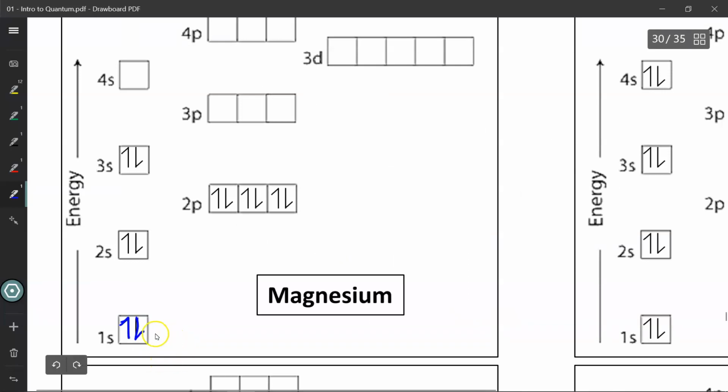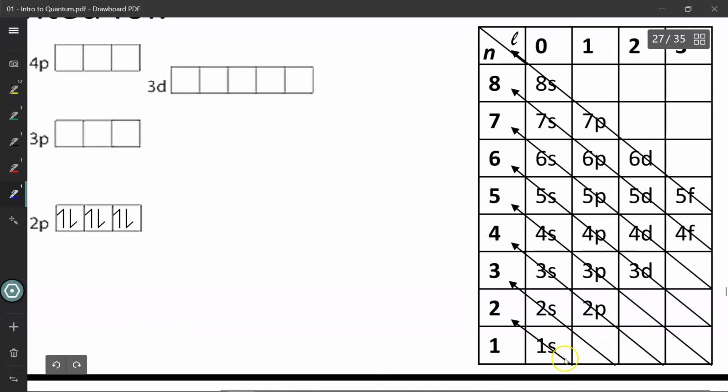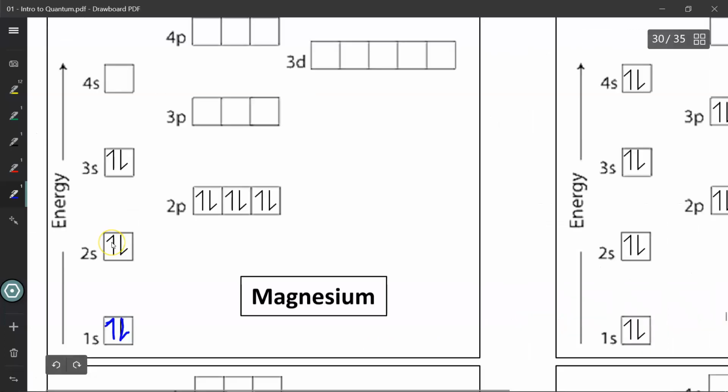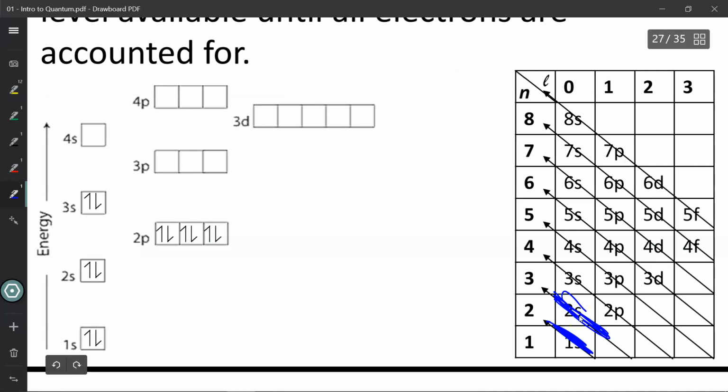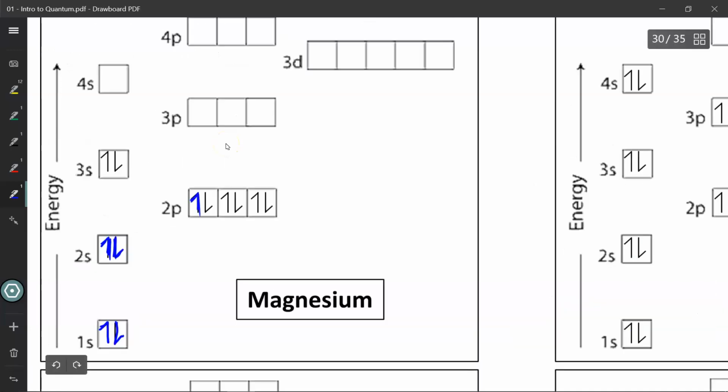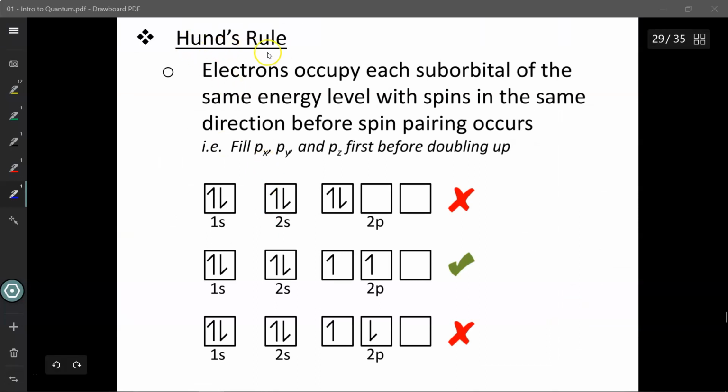So according to Aufbau, I'm going to move on to the next energy level. After the 1s orbital, so I'm going to cross that off, I can move on to the next one, which is 2s. So again, I'll draw it in over here, and then using the Pauli exclusion principle, put the second one in, again with an opposite spin. Once 2s is done, our next one is 2p. So I'll fill that one in. But remember that Hund's rule states that you must occupy each suborbital of the same energy level with spins in the same direction before you can start pairing up.